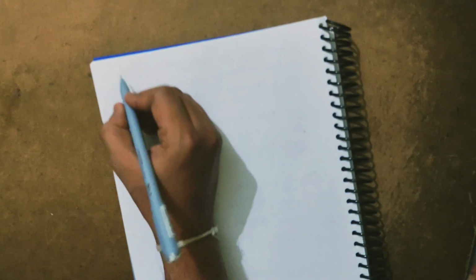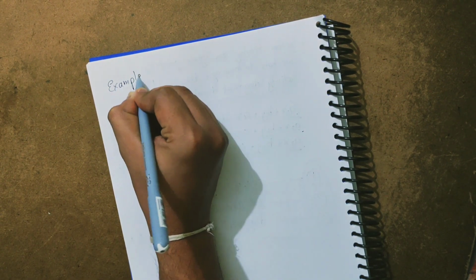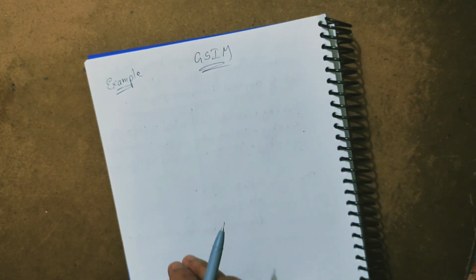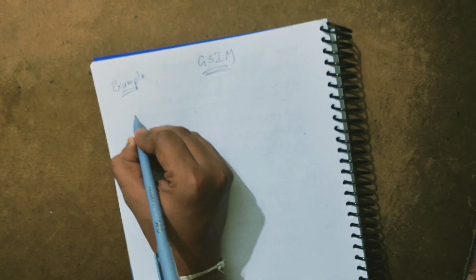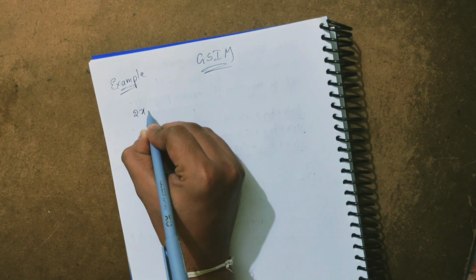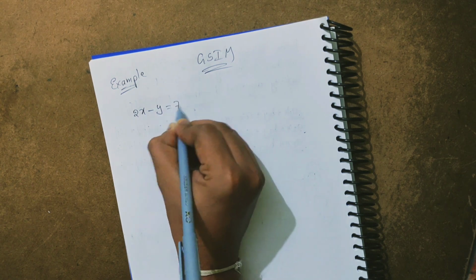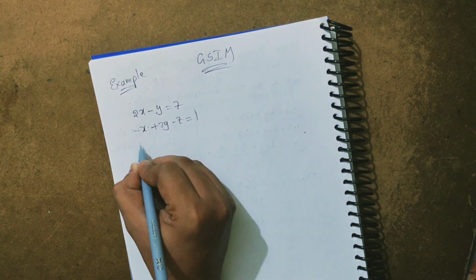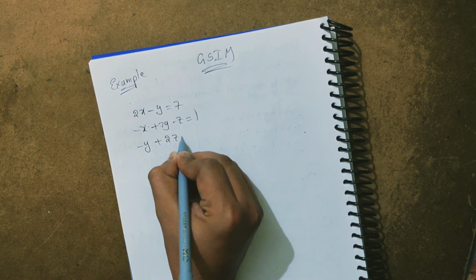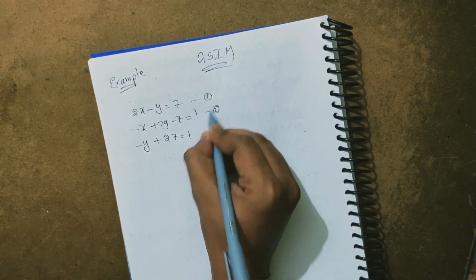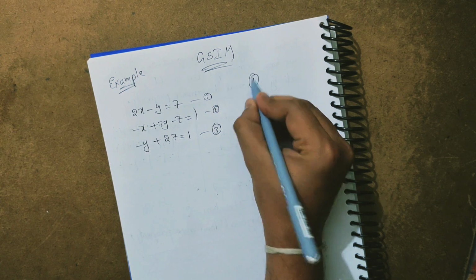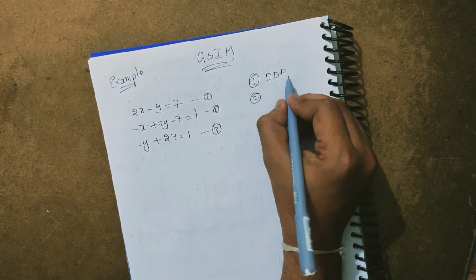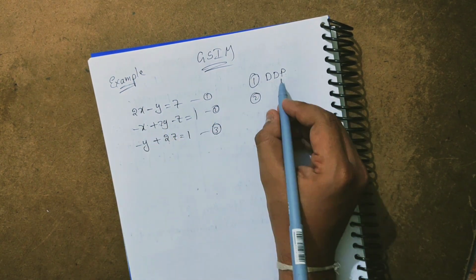Okay, let's take an example to solve by the Gauss Seidel iteration method. So the given system of linear equations is 2x minus y equal to 7, minus x plus 2y minus z equal to 1, minus y plus 2z equal to 1. First equation, second equation, third equation. So first, what we have to check: the diagonal dominance property. Second, if it is not there, we have to rearrange the equations.